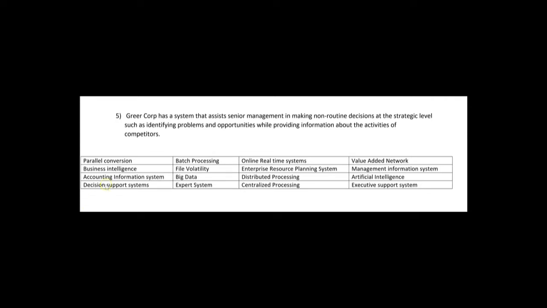In part one, we ran through the list from parallel conversion all the way down through executive support system and went over the terminology and what everything means. And then we knocked off the first four numbered items. But I promised you that there was 1 to 15 in this sim.